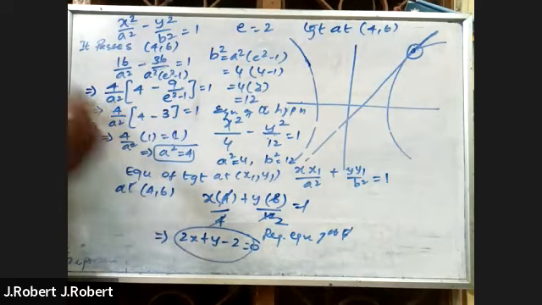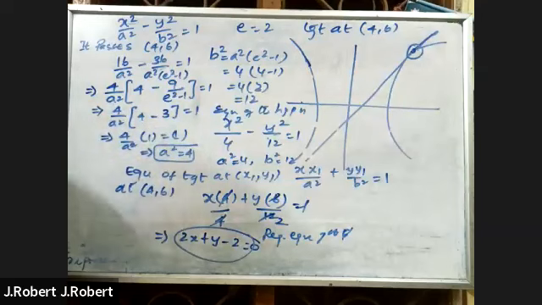ஈஸியா b square கண்டுபிடிச்சலாம். b squareக்கு ஃபார்முலா இருக்கு, a square into e square minus 1. சப்ஸ்டிட்யூட் பண்ணும்போது b square. இப்போ required equation of hyperbola கிடைச்சிருச்சு. அதுல இருந்து tangent கண்டுபிடிக்கும். Please take note.